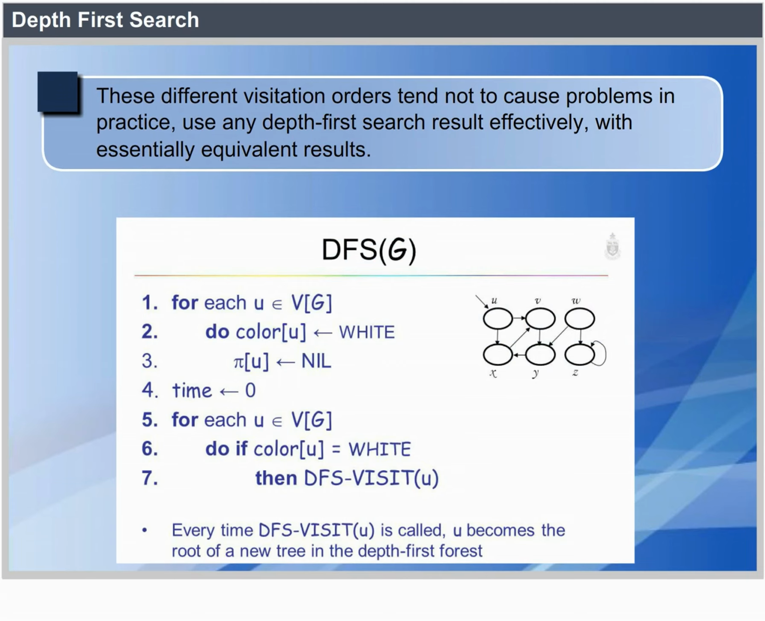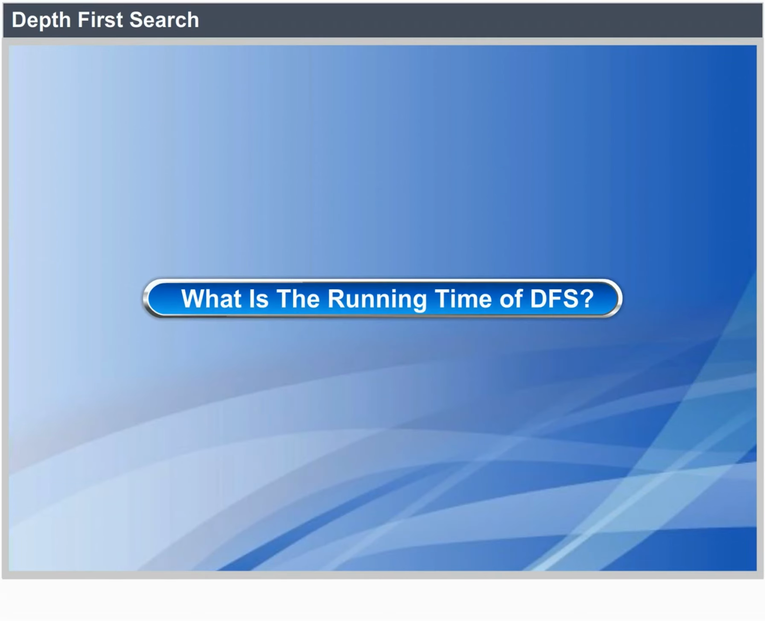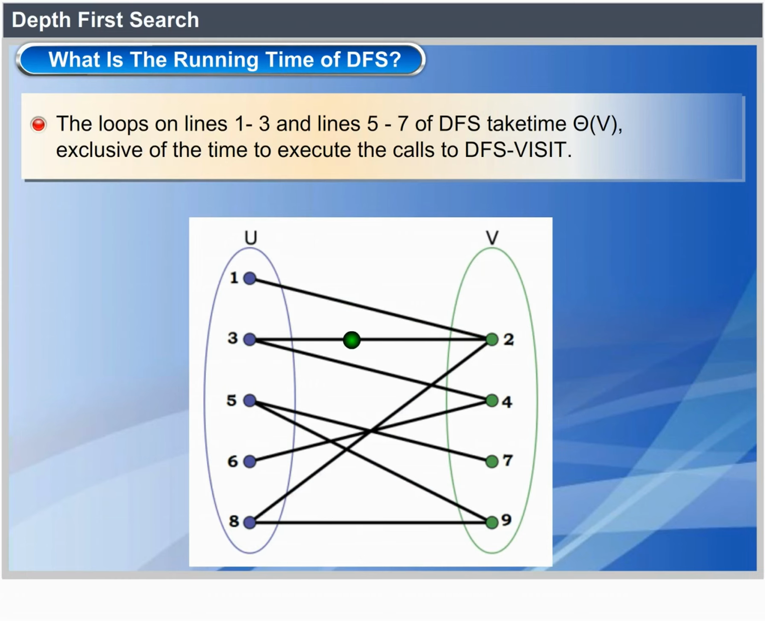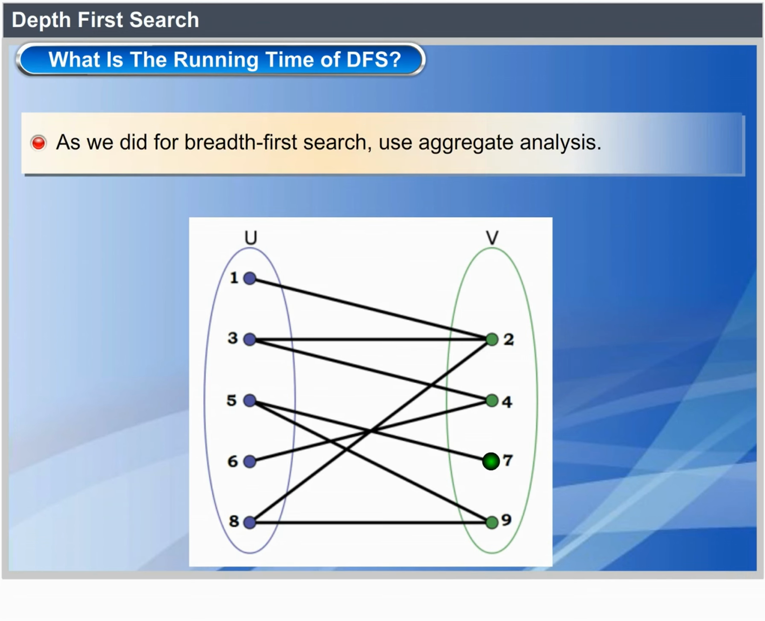What is the running time of DFS? The loops on lines 1 to 3 and lines 5 to 7 of DFS take time Θ(V), exclusive of the time to execute the calls to DFS-VISIT. As we did for breadth-first search, we use aggregate analysis.